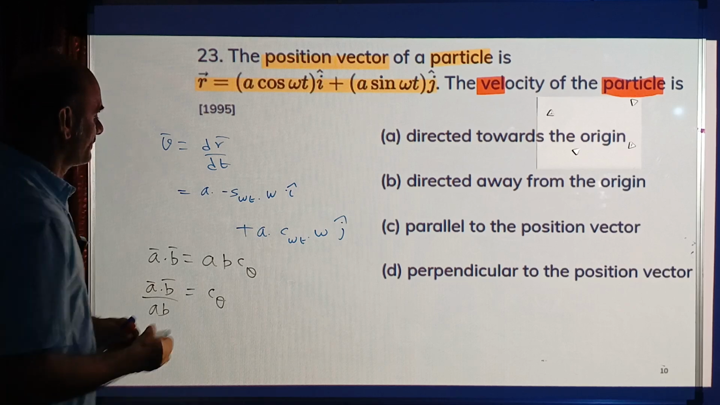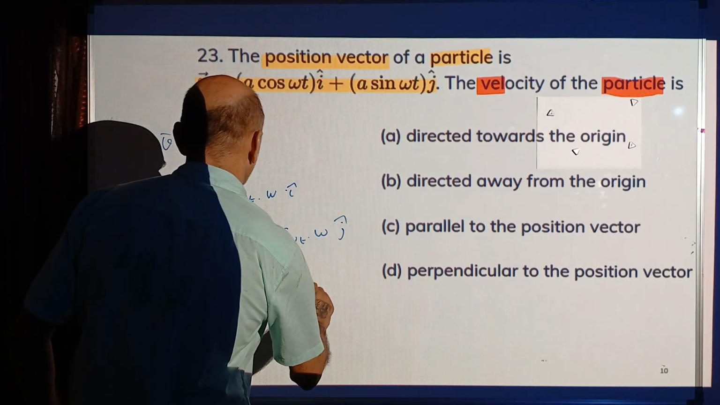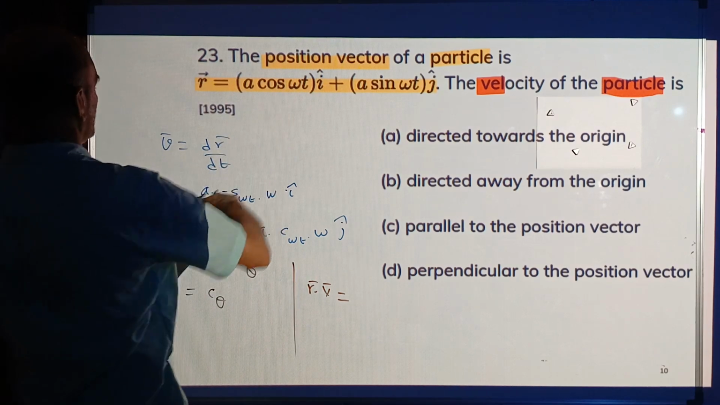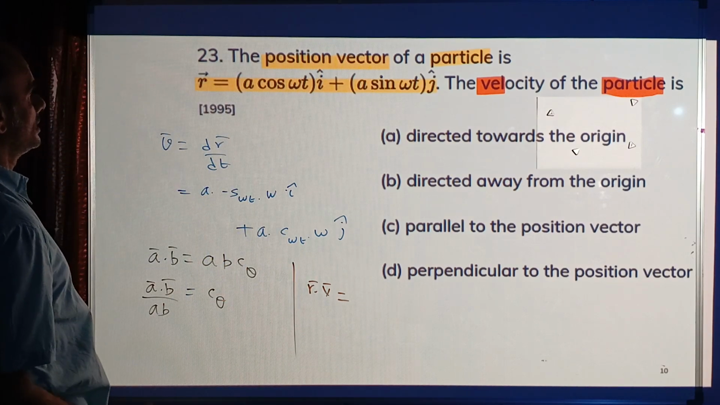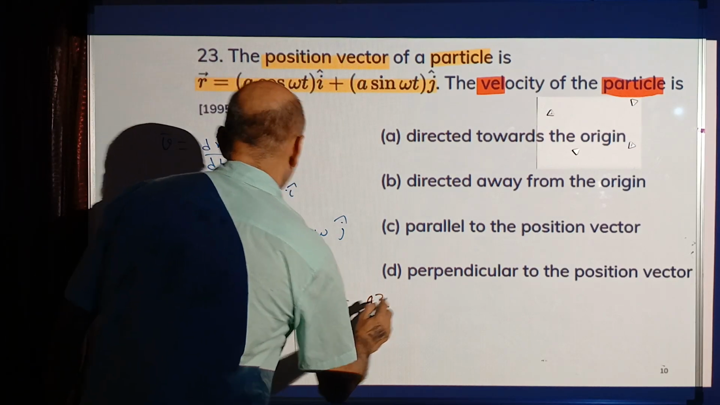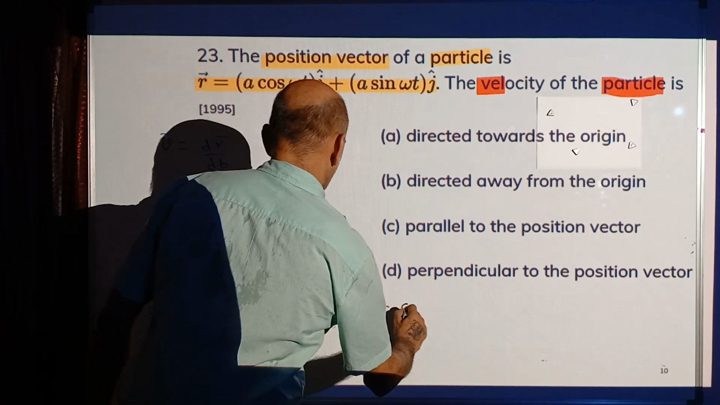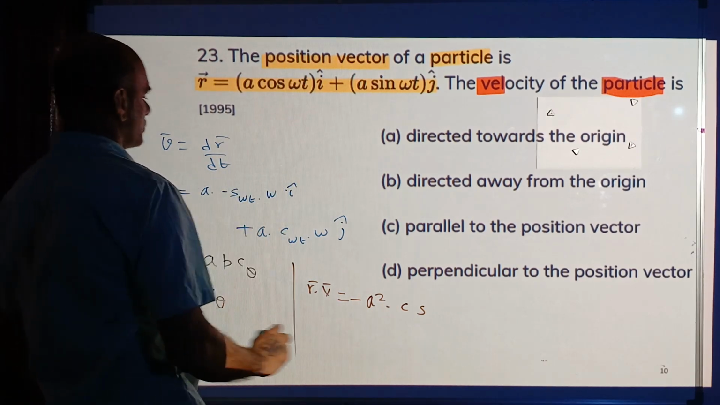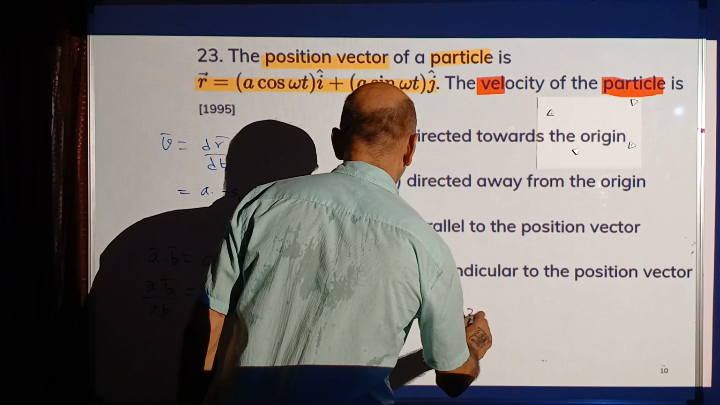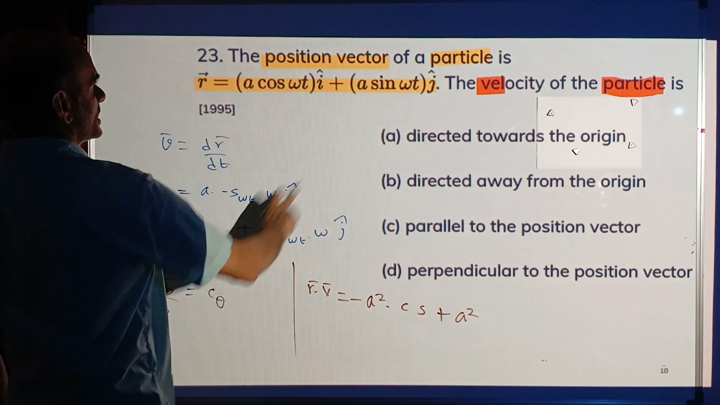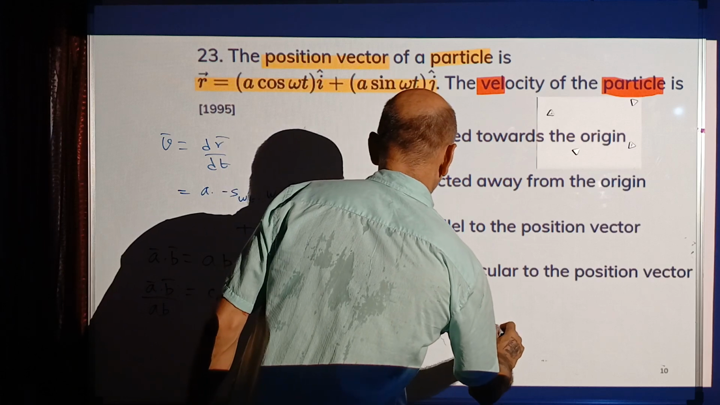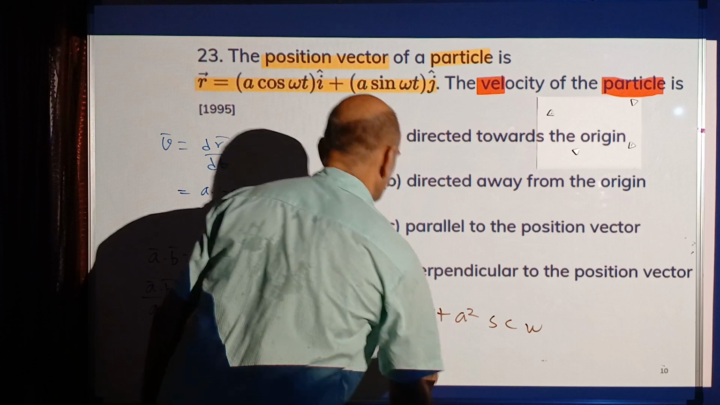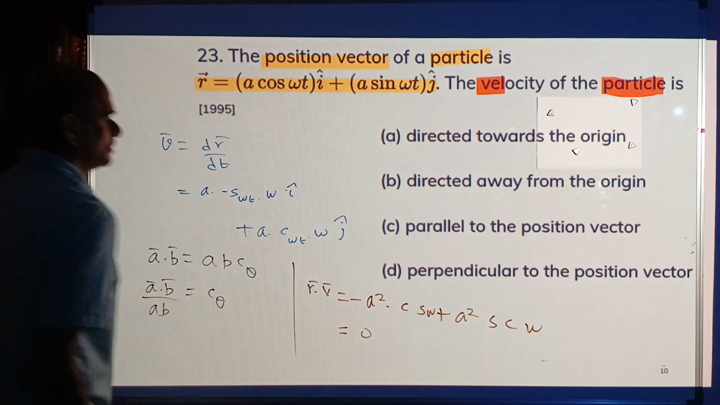So in this particular case, if I do R dot V, it will be A square cos sine with the minus sign here, I cap dot I cap is 1, and then plus A square, this term dotted with this term, so A square sine and cos, and then omega is also there. So these two terms will cancel, so I'll get 0.